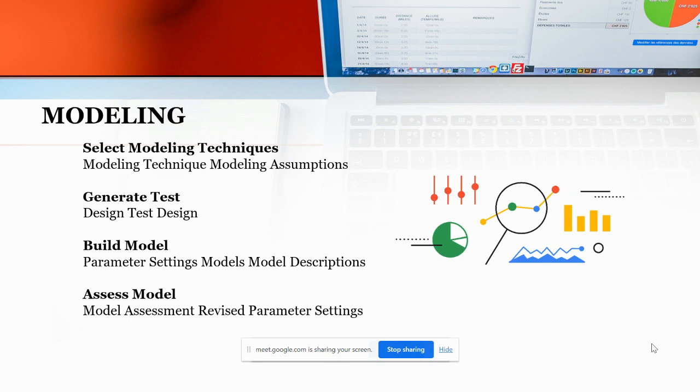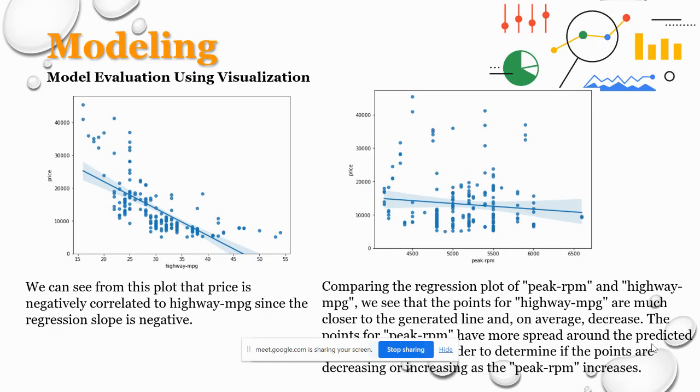Out of the three models, multiple linear regression stands as the best in terms of its accuracy and fewer errors discovered. So I'm now explaining what modeling was done, and what decision was made in selecting the best model. You can see building the model and assessing it, and model evaluation using visualization.